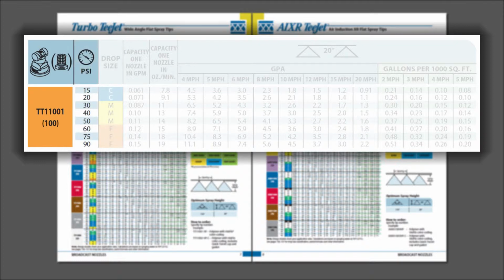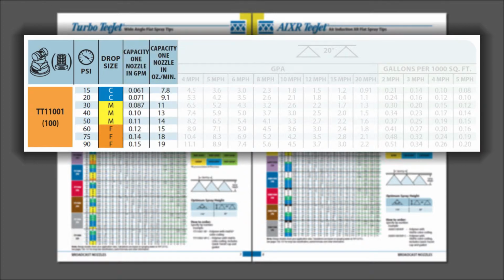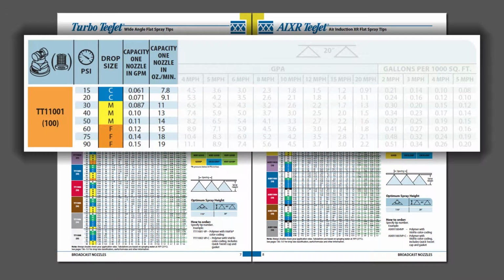My next column gives me the pressure range for the nozzle. So this nozzle can be operated between a minimum pressure of 15 and a maximum pressure of 90 psi. The next column is the droplet size created for each one of these orifice size and pressure combinations. The next two columns are the flow rates. The first column is the flow rate in gallons per minute, and the next one is the flow rate in fluid ounces per minute. So for my application, we needed a flow rate of 0.4 gallons per minute.